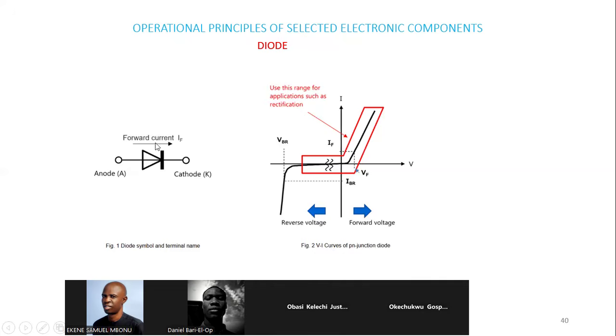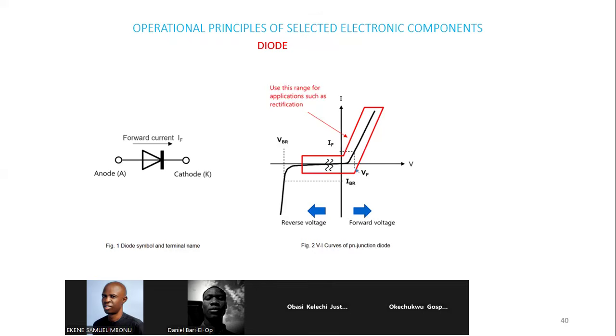One is the forward current. You must not exceed the forward current. Number two is the reverse voltage, peak inverse voltage or reverse voltage. You must not exceed that. If you exceed that, you are going to break down the diode. Basically, these are the two things.